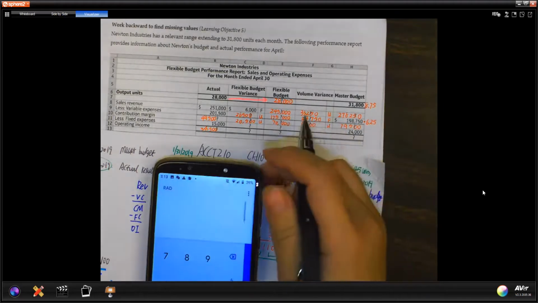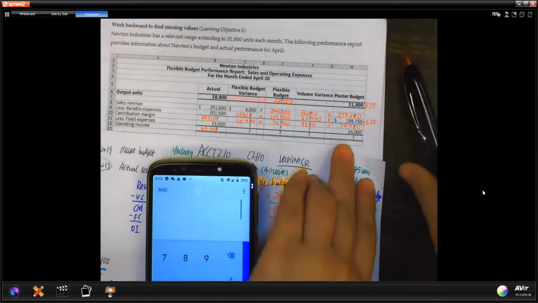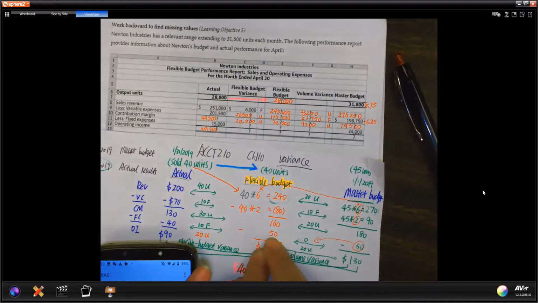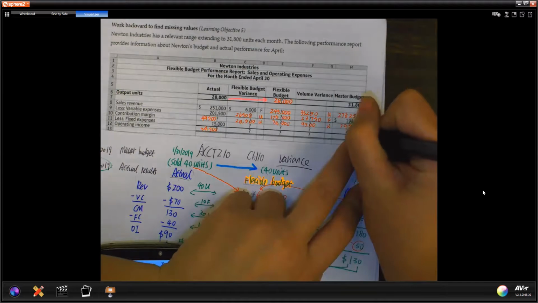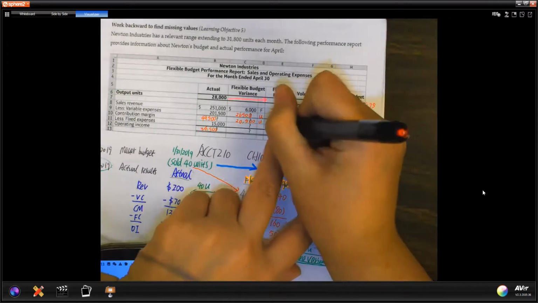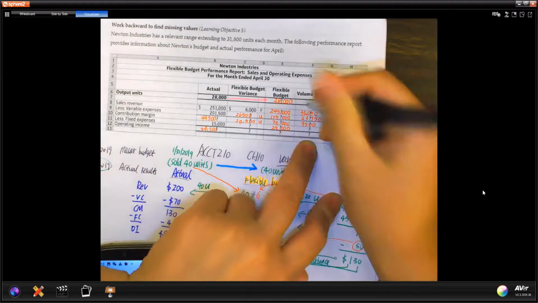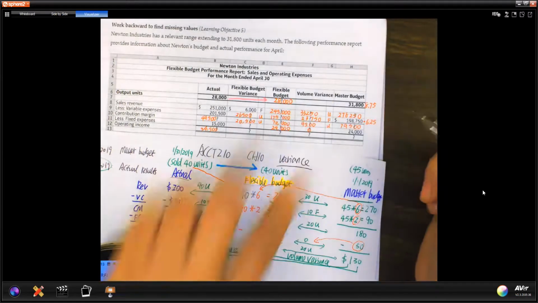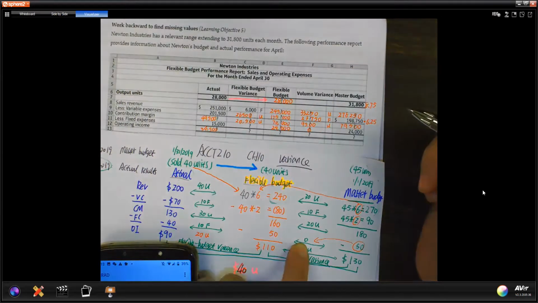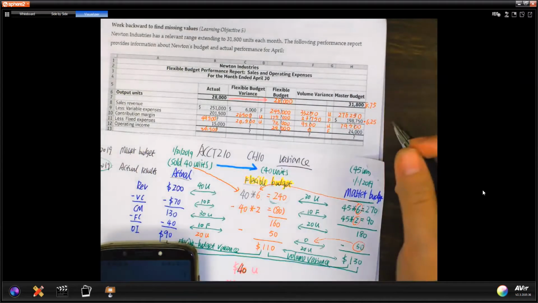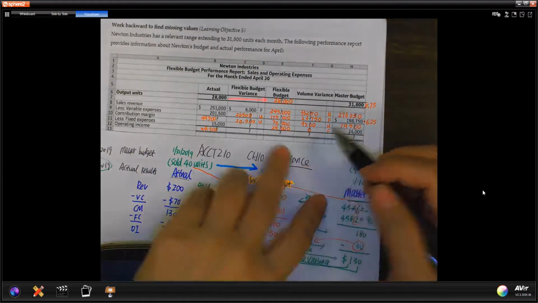Next one, fixed cost is easier because for fixed cost, you just put your master budget to your flexible budget. So our master budget 24,000 will go to our flexible budget 24,000. Remember, from this to here. So our variance is always 0 here. The question said if it's 0, it's favorable.